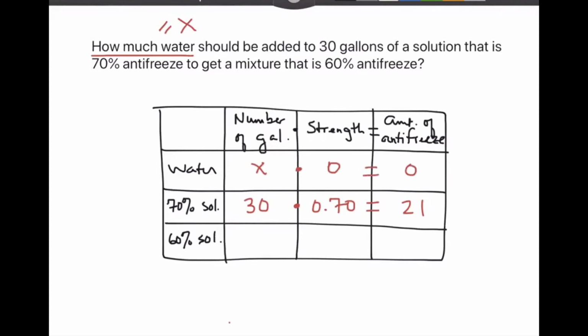The number of gallons in the mixture will be X plus 30. The strength of the mixture is supposed to be 60%. And the number of gallons of pure antifreeze in the mixture will be 0 plus 21, which is 21. So our equation is going to be 0.6 times X plus 30 equals 21.